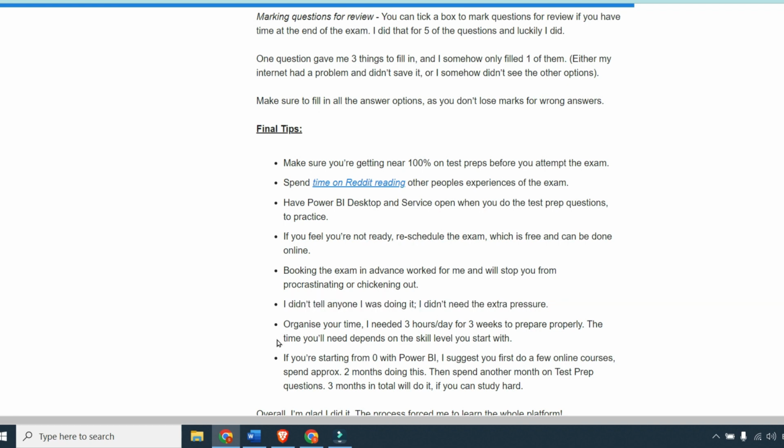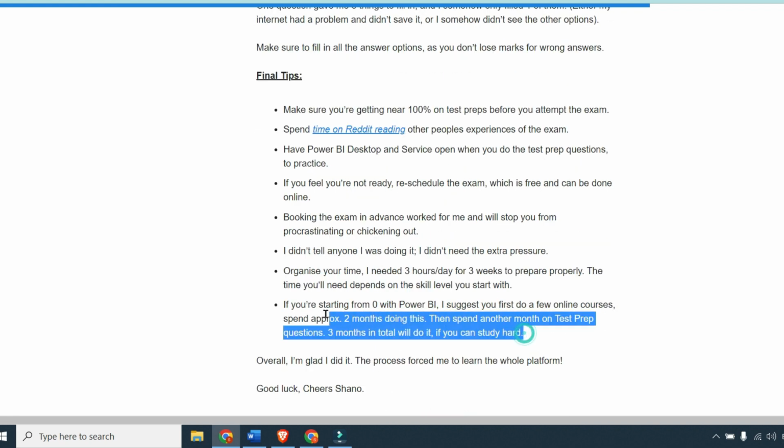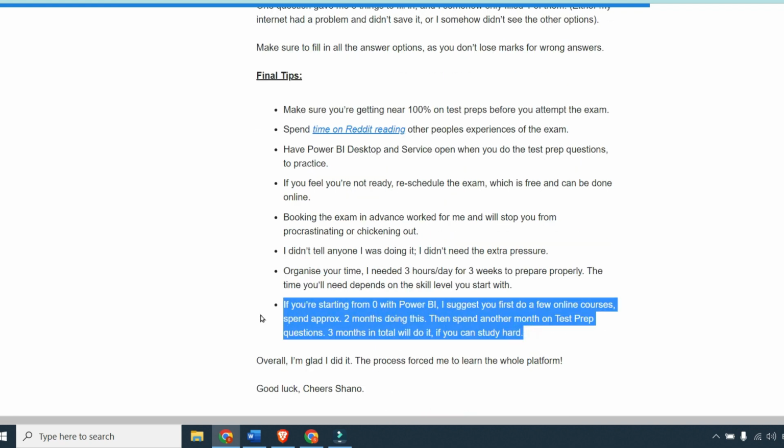Organize your time. Again, I needed about 3 hours a day for 3 weeks. So, you know, a lot of you are working, a lot of you are doing other things. Just make sure that you have the right amount of time. So again, I was at about intermediate level and I needed about 63 hours to prepare. This last point's important. You really have to know at what level you're at.